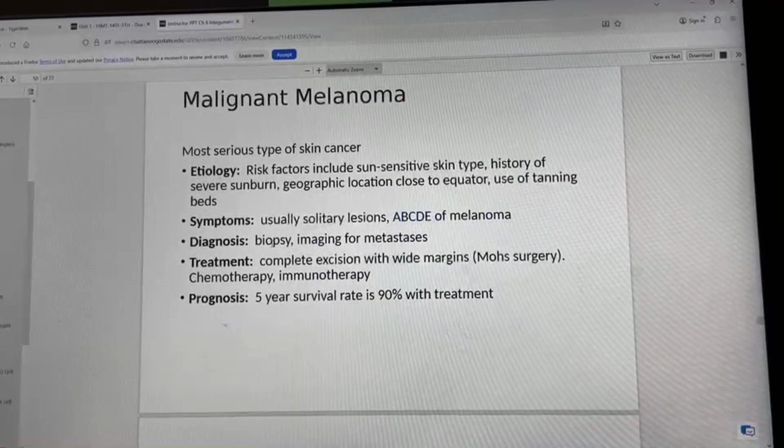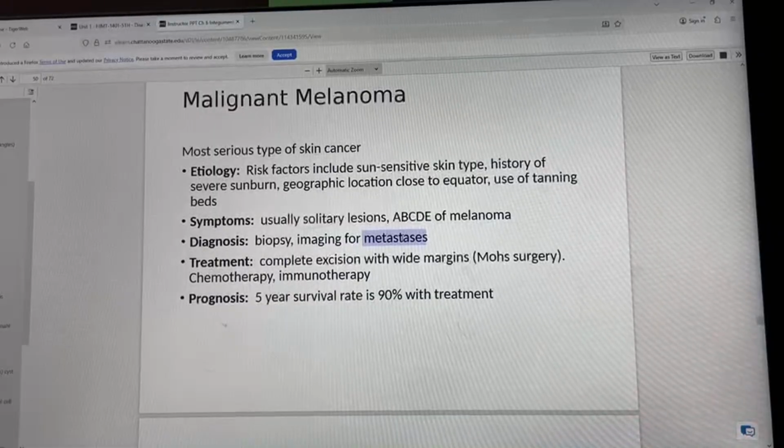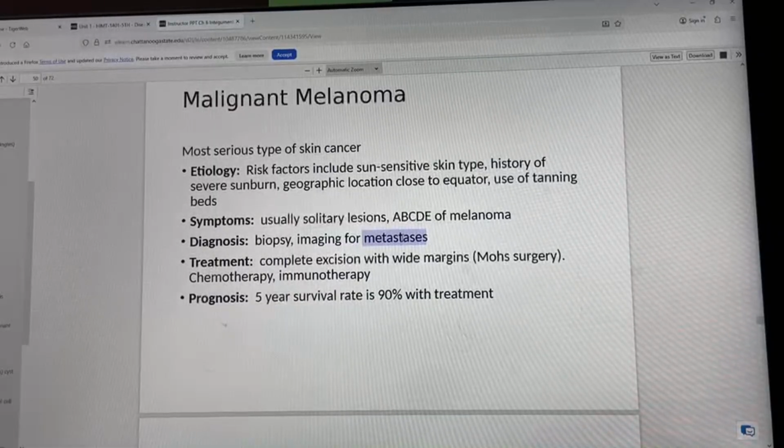Diagnosis is through biopsy, right, to see if it's cancerous or not. If it does come back as cancer, they'll probably want to do some imaging. You guys know what metastasis is? Spreading. You know how you can get cancer in one spot and then the cancer gets into your body or into your bloodstream and travels somewhere else? Those are called metastases. So they'll usually do a CT scan or whatever to see if the cancer has spread to somewhere else, okay?